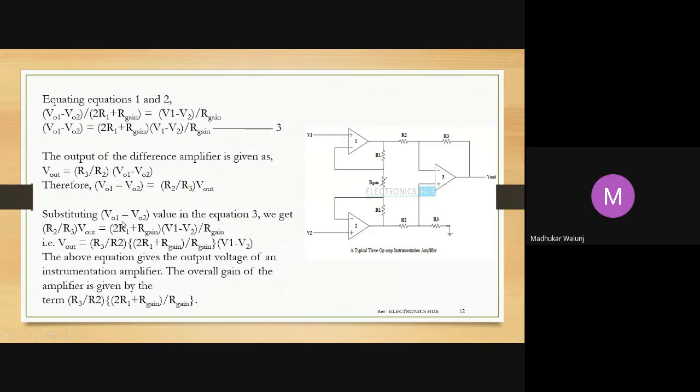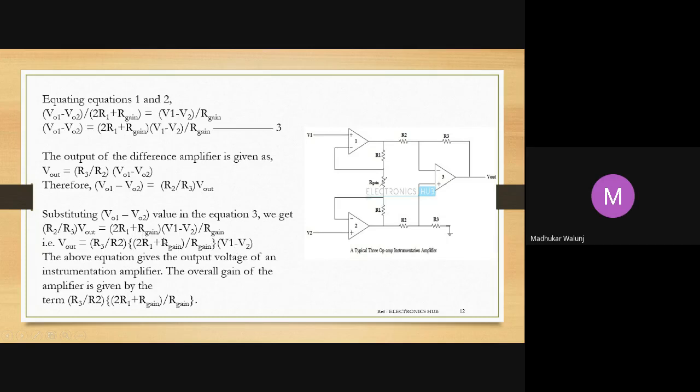So substituting VO1 minus VO2 in equation 3, what we get is R2 upon R3 into Vout is equal to 2 times R1 plus R gain into V1 minus V2 divided by R gain. It is a simple mathematical concept. You can see the Vout is to be calculated as R3 divided by R2, since it goes to this side. So it becomes R3 divided by R2, inside bracket 2 times R1 plus R gain divided by R gain, into V1 minus V2.